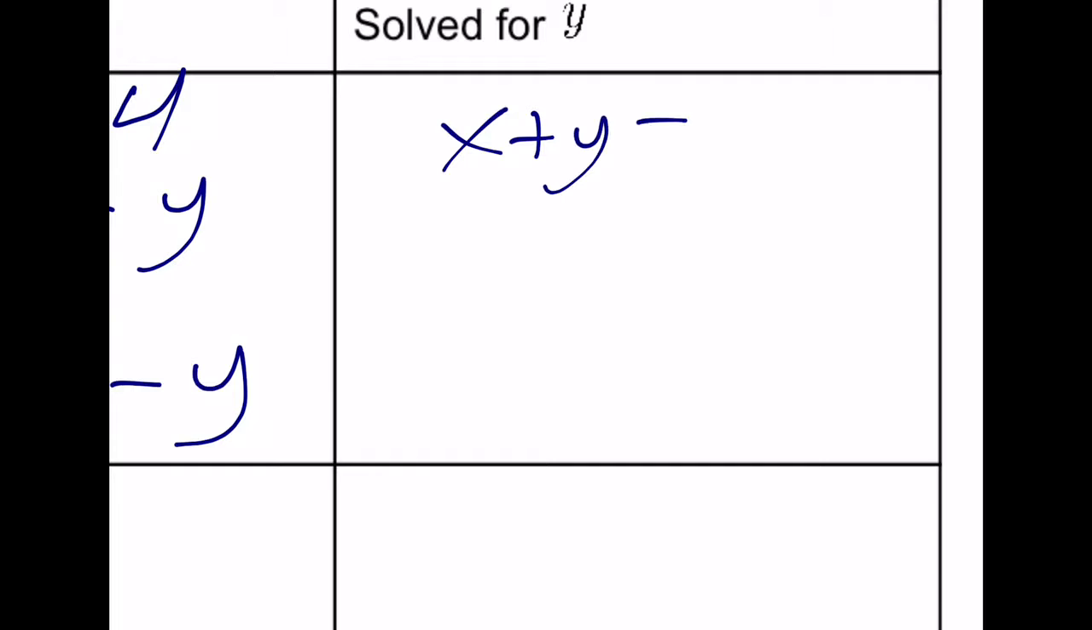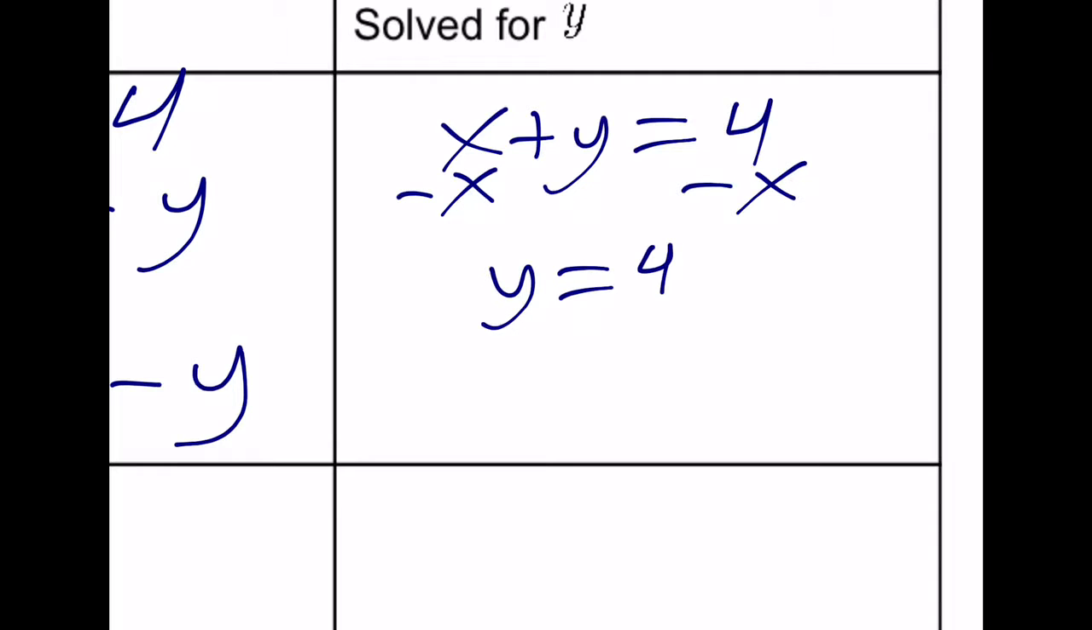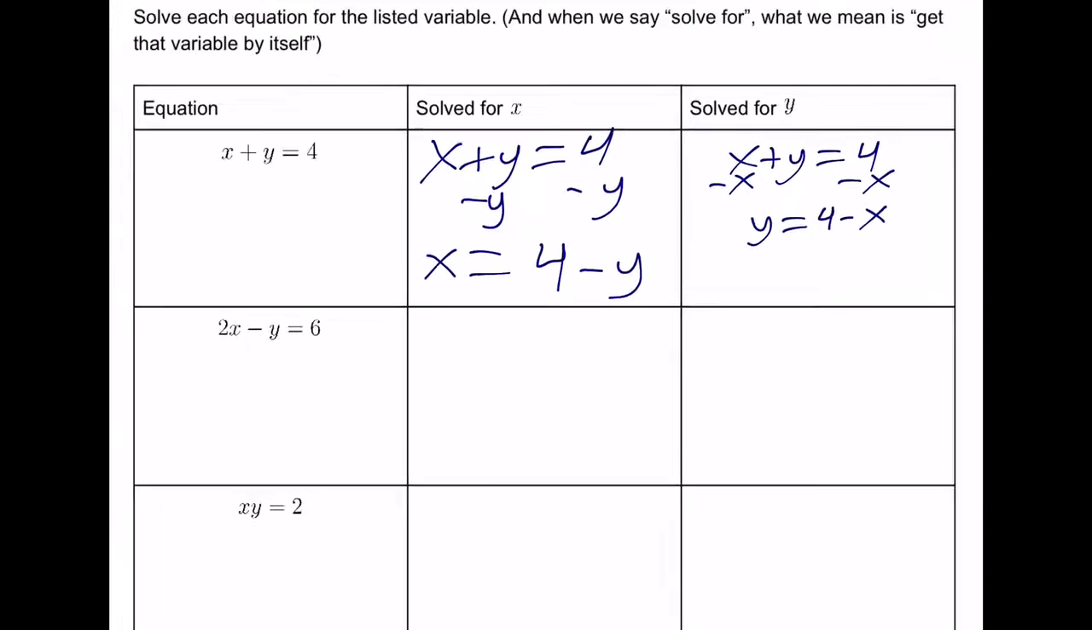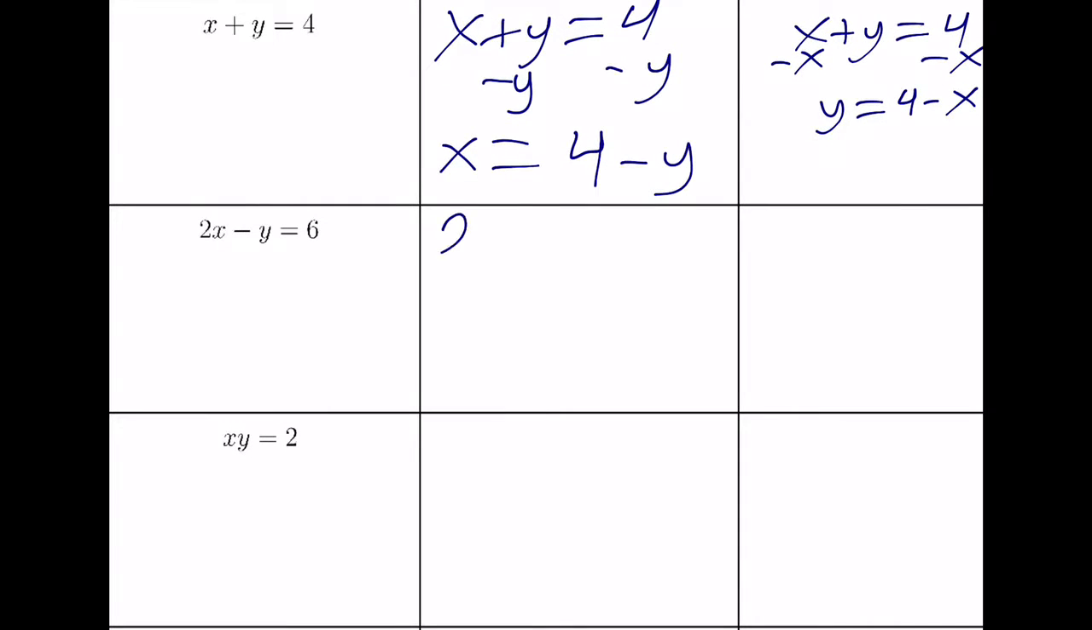Same idea here. If we have x plus y is equal to 4, and we want to get y by itself, we're going to subtract x. And we're left with y is equal to 4 minus x. Let's do a few more. We'll just solve for x on some of these.